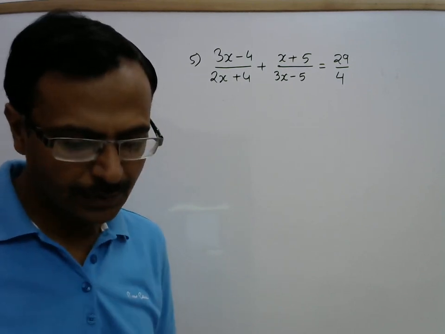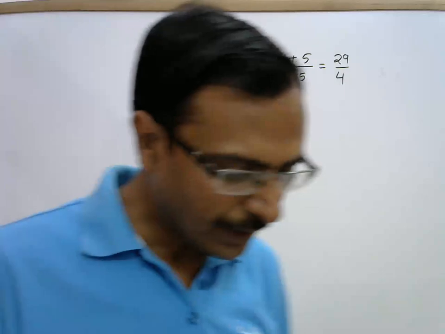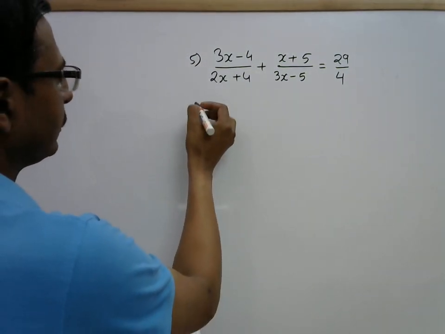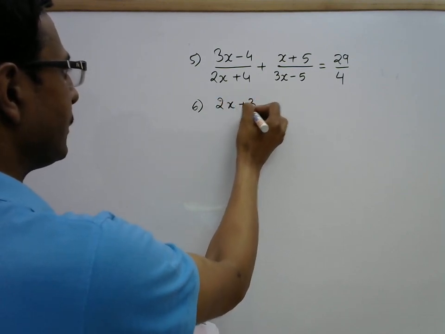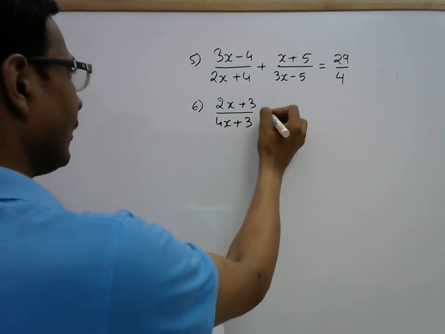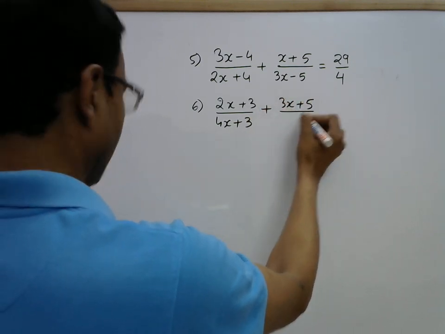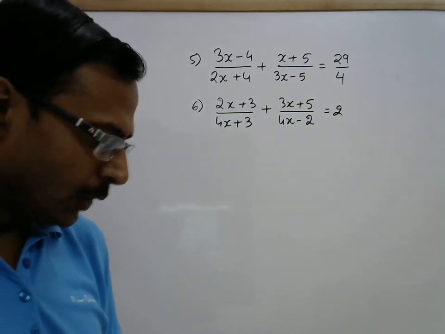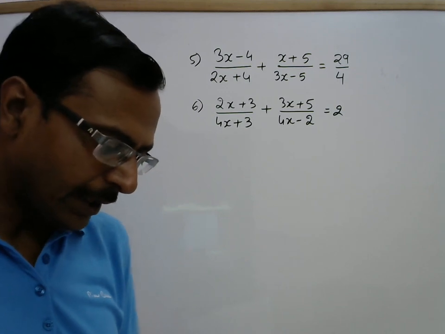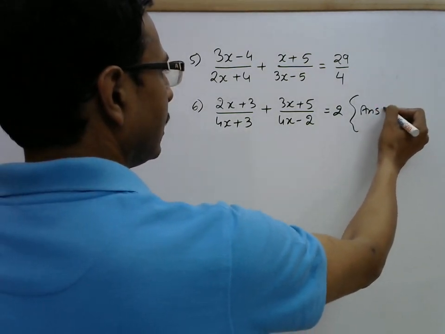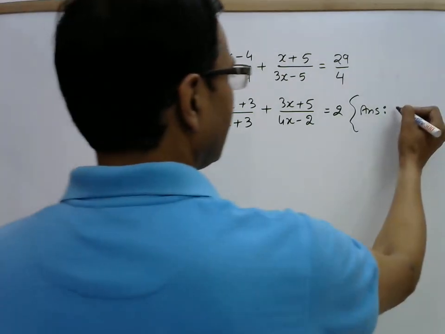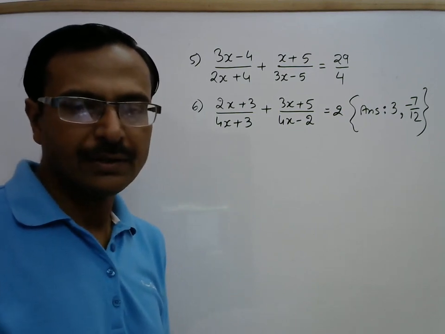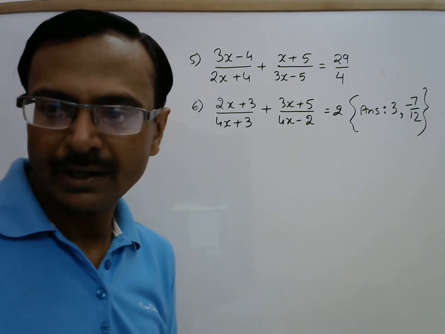I'm waiting for the audience to complete this question. In the meanwhile, I'll write one more question on the board, which you can do later. This can be done as homework. 2x plus 3 upon 4x plus 3, plus 3x plus 5 upon 4x minus 2 equal to 2. Question number 6, which I have written on the board, is for you to solve when you are offline, and you can compare your answer which I am writing on board here. The answer for this question is 3 comma minus 7 by 12. So students, I have written one question on the board, just copy it, and you don't need to solve it right now. When you go offline, you can practice using this question.